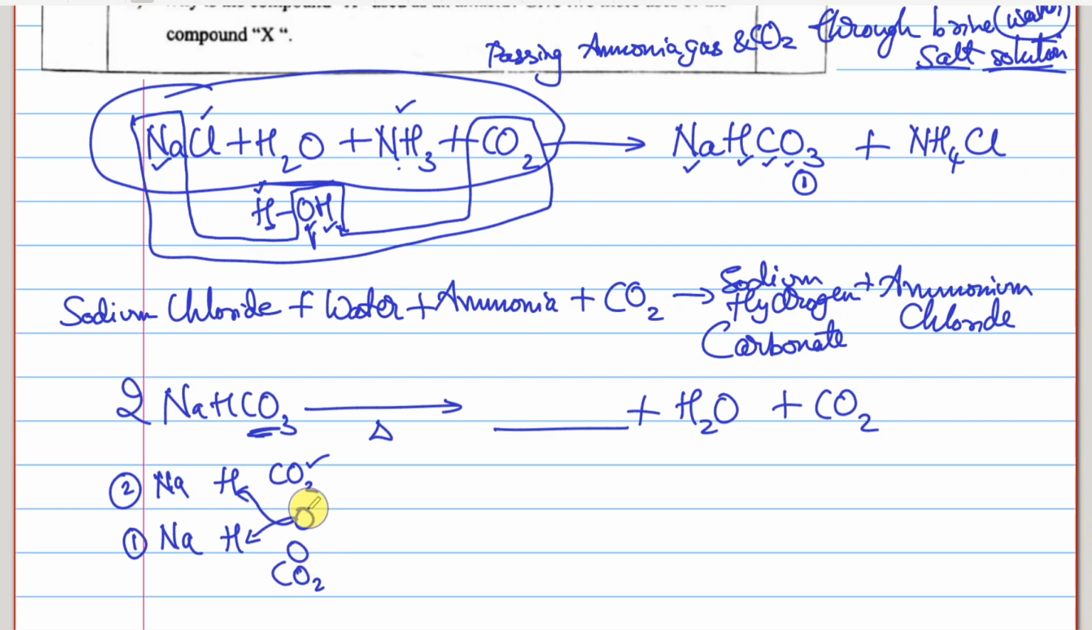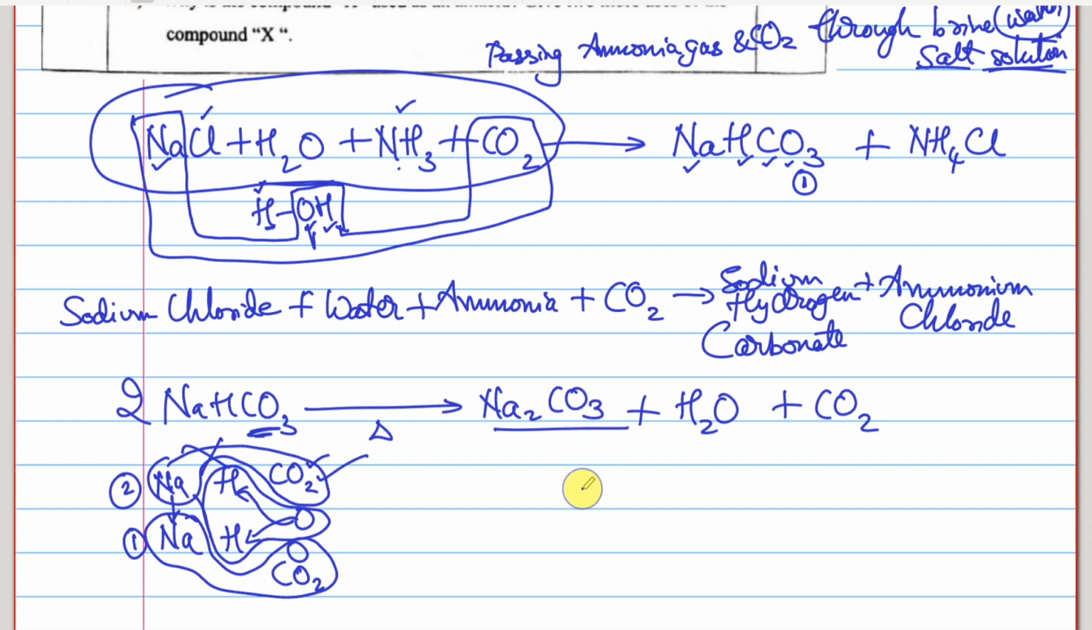To balance it out, we need two hydrogens, so two hydrogen, two Na. What remains? Na and CO2. This has formed H2O, so 2 Na and CO3 will remain. This carbon dioxide goes away. So Na2CO3 will be formed.